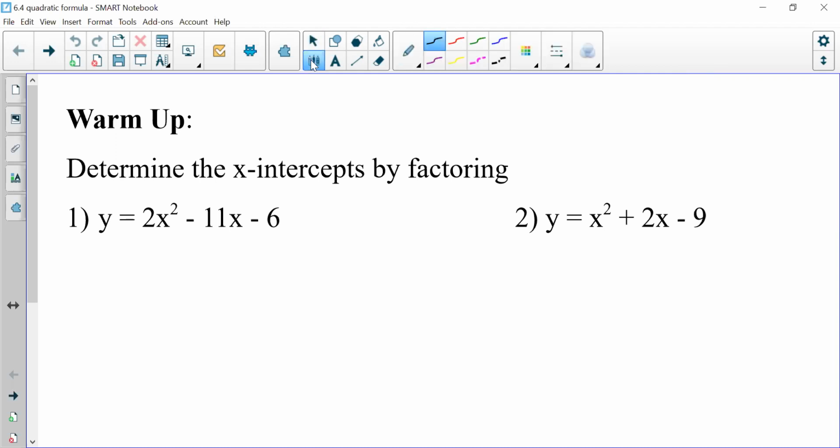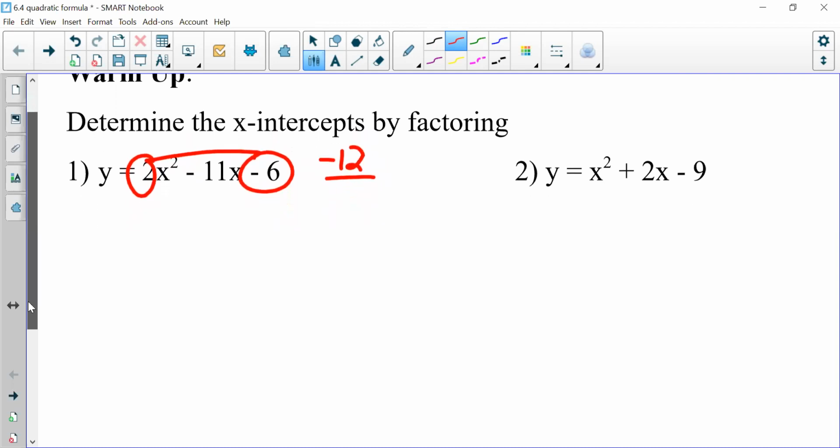Okay, good. 2 times -6 is -12. Well, they're actually going to go into their class in a minute.